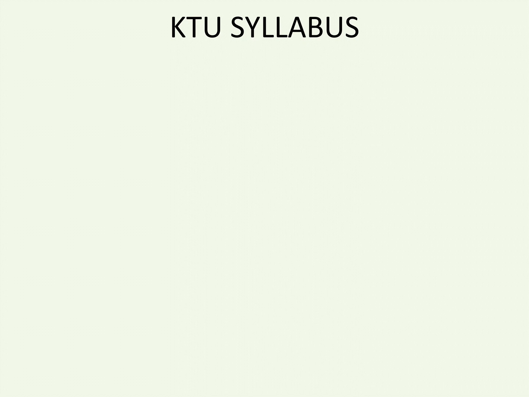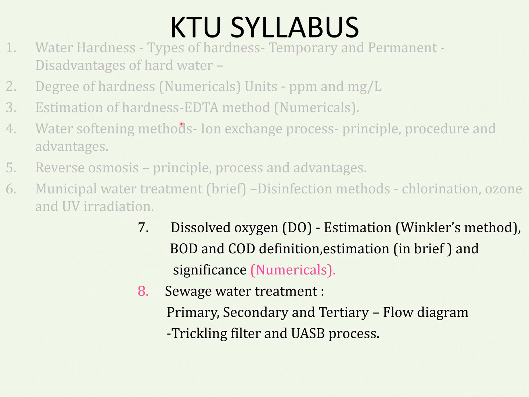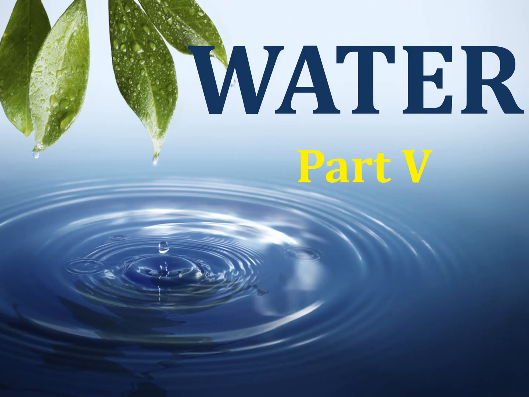The syllabus, as I said earlier, has been divided into 8 parts for convenience, and we have already covered 6 of them. Today in this video, we are going to cover the 7th and the 8th part: dissolved oxygen estimation by Winkler's method, BOD and COD estimation, significance, and also their definition. Then sewage water treatment, under that a flow chart diagram showing the preliminary, primary, secondary and tertiary methods, and in detail the trickling filter process and UASB. And here we are moving on to part 5.